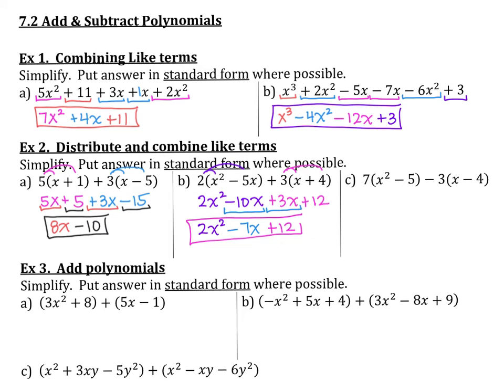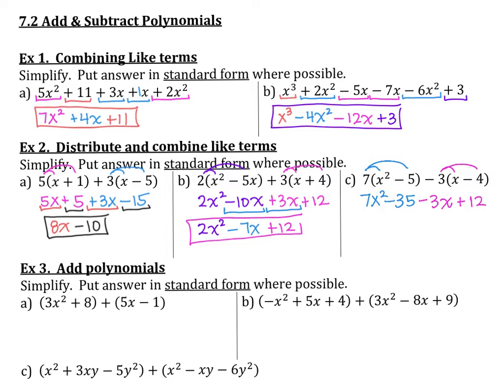Okay, for C, same, just going to have a negative on it. Okay, 7x to the second minus 35. When I distribute, keep in mind this is a minus 3, so minus 3x. Okay, minus 3 times minus 4, minus times minus is positive. 3 times 4 is 12.